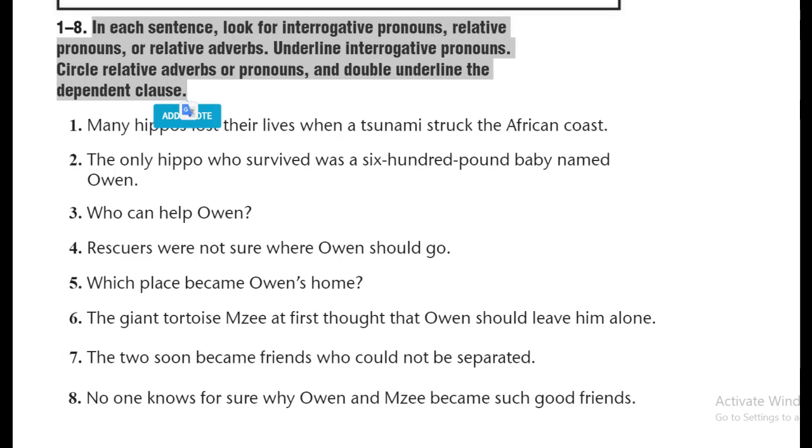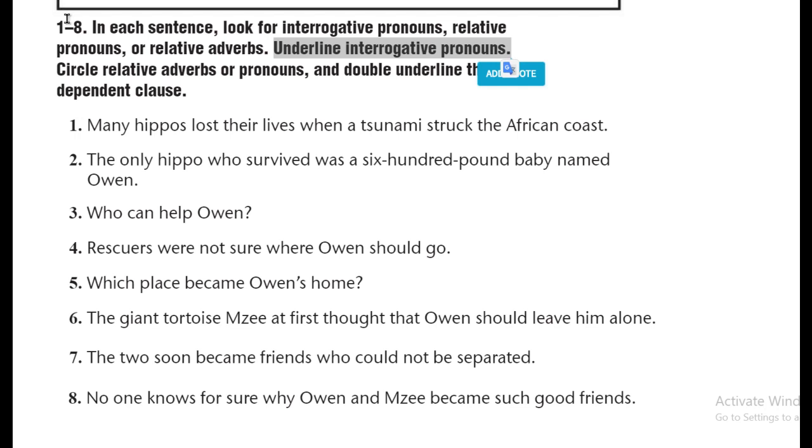Look at the title of the question. It says, in each sentence, look for interrogative pronouns, relative pronouns, or relative adverbs. Underline interrogative pronouns, relative adverbs or pronouns, and double underline the dependent clause. As you can notice in this question, he is asking for too many things. So there is something that we have to learn here, which is to divide the whole mission into smaller tasks. So we can start, for example, with the first thing that he wants, which is underline interrogative pronouns.